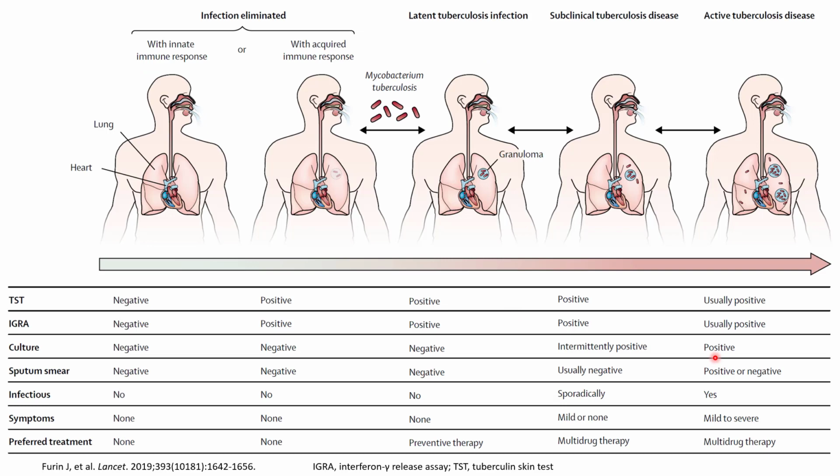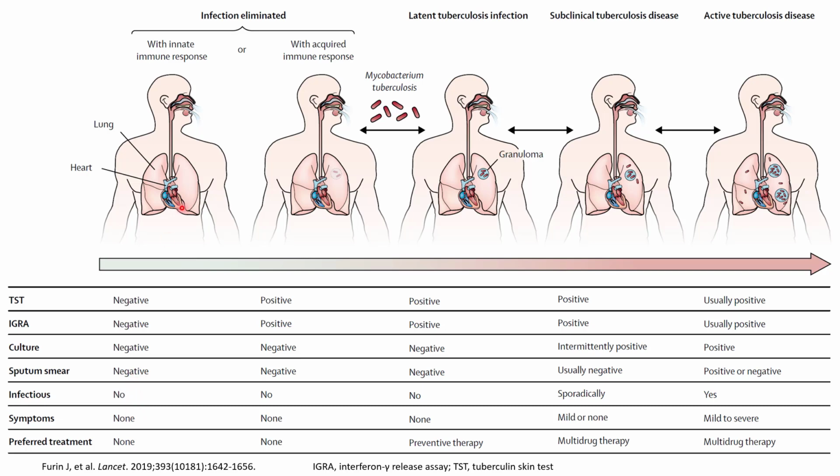Let's take a look at the different spectrum of tuberculosis manifestations. At each stage, we can look at the tuberculin skin test, interferon gamma release assay, culture, and sputum smear, which is basically acid-fast staining, and whether the person is infectious, has symptoms, and if treatment is preferred. Someone with an innate immune response is someone who has actually cleared the mycobacteria. So therefore the TST and IGRA will not test positive, and obviously there will not be anything on culture or sputum smear. This person will not be considered infectious and will not have symptoms.